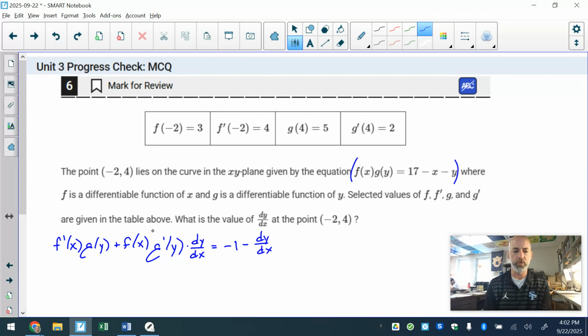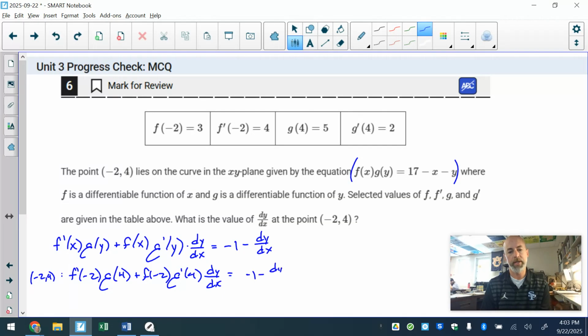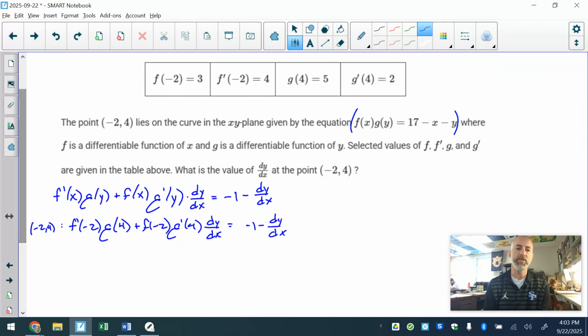And then they're asking us for the value of the derivative at the point negative 2, 4. So we're going to plug in the point negative 2 for x and 4 for y. And that will give me f prime of negative 2 times g of y, which is 4, plus f of negative 2, g prime of 4 times dy/dx equals negative 1 minus dy/dx. And now I can plug in these values up here.